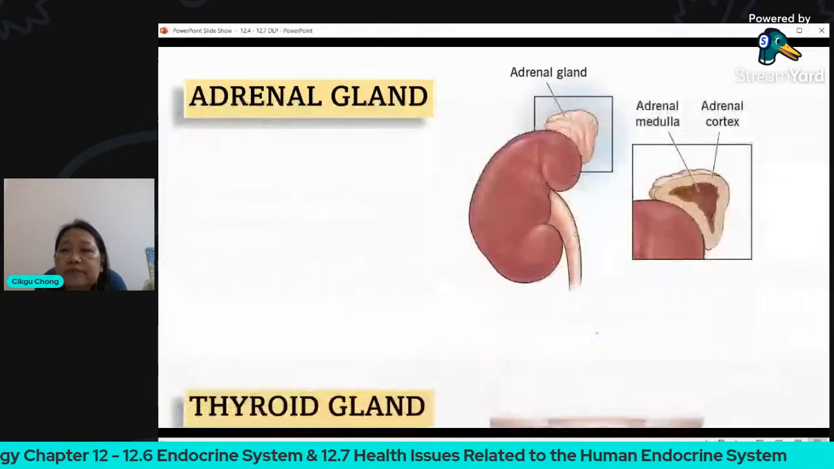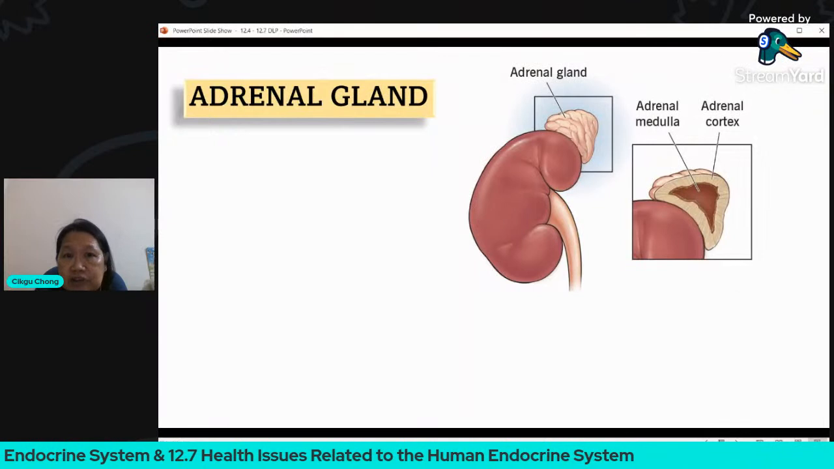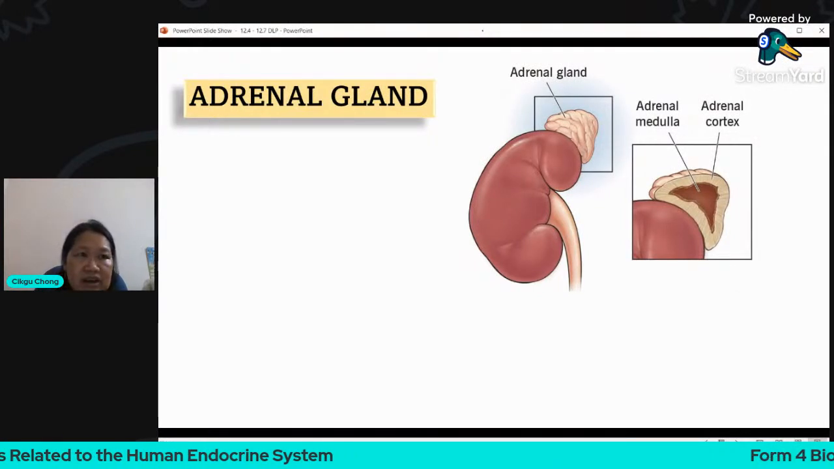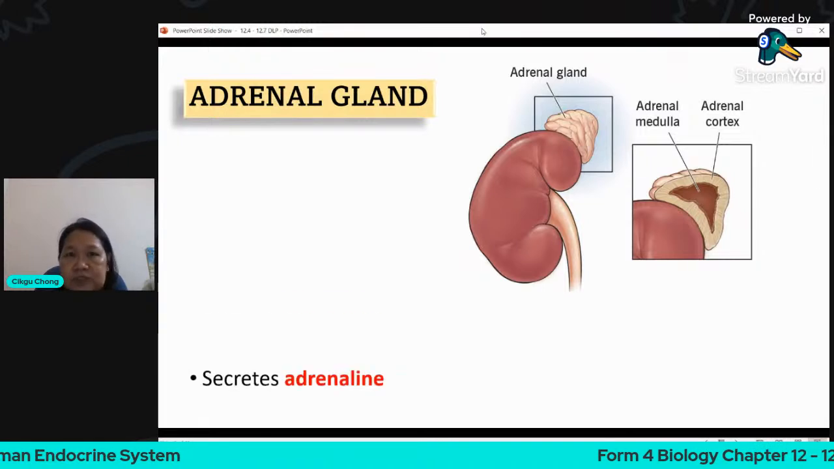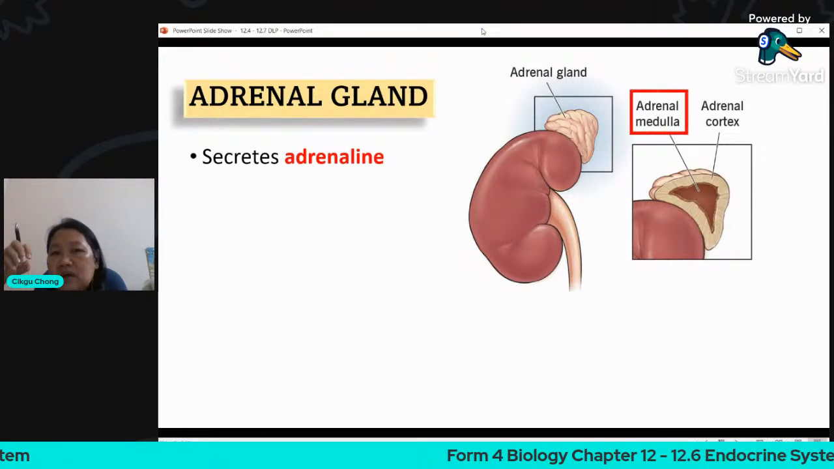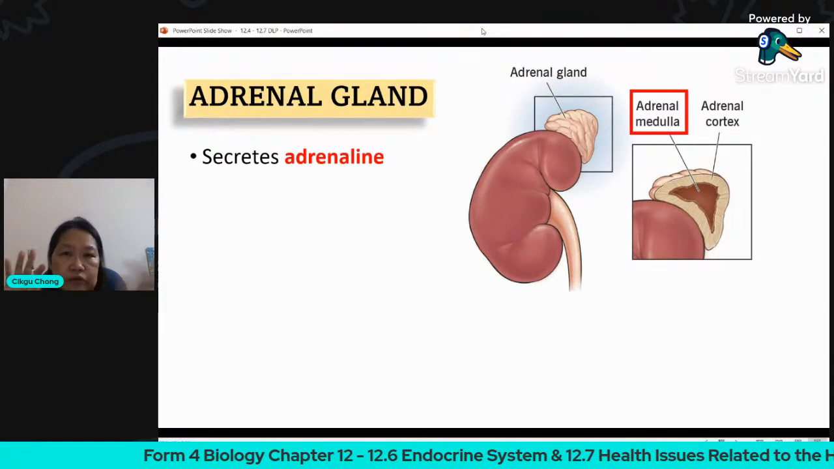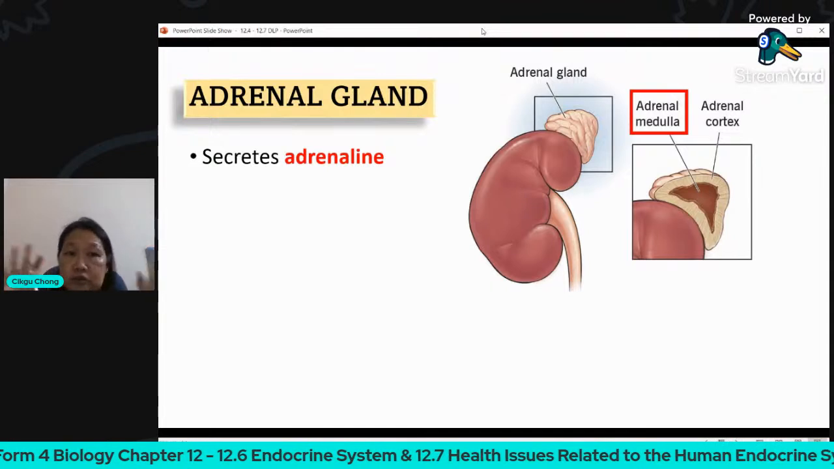All right, next one, adrenal gland. Okay, adrenal gland. So you see, the adrenal gland sits on top of the kidney. So you have two, right? One on the left, one on the right, because you got two kidneys.